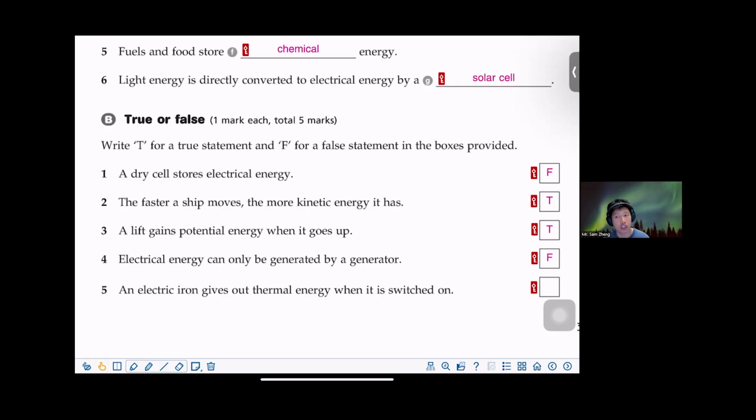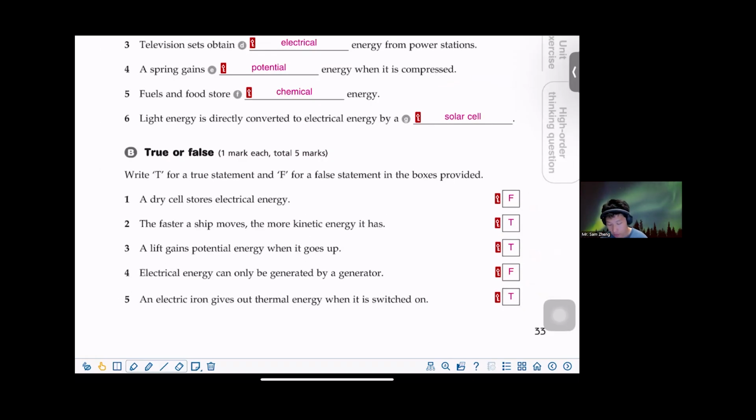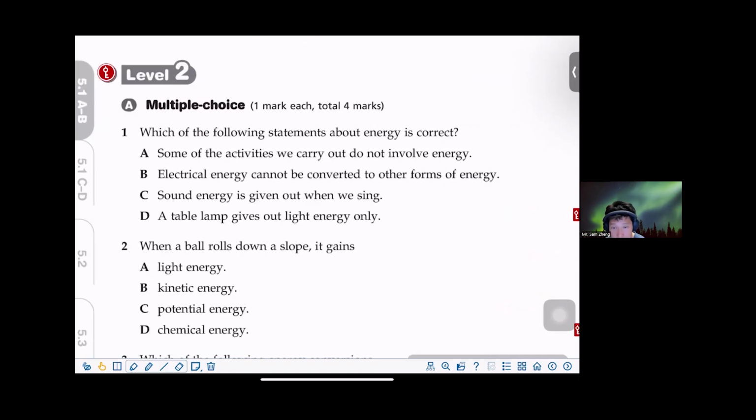It will not generate any energy because of the law of conservation of energy, okay. Next, an electric iron, in fact, will give out thermal energy when it is switched on. So definitely it will give out the thermal energy, okay. So please help me to do the correction, okay.